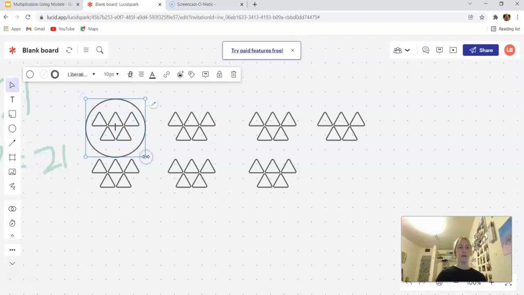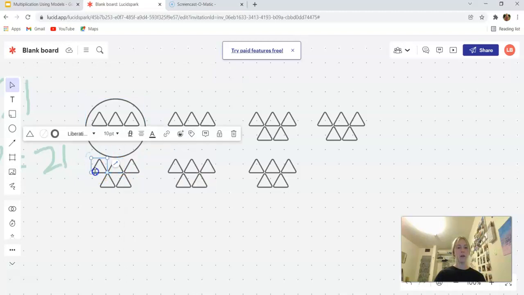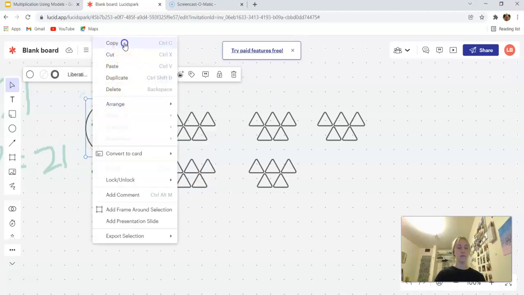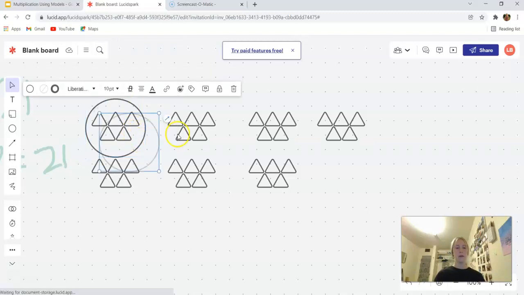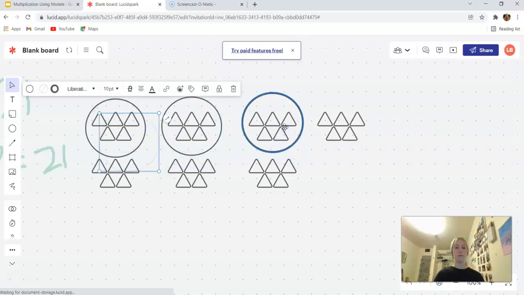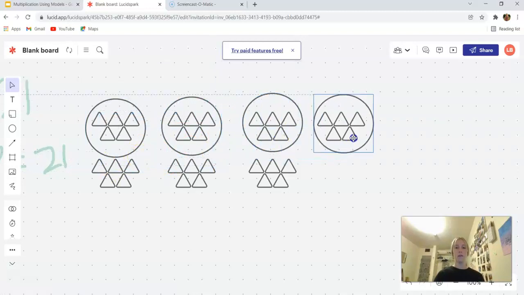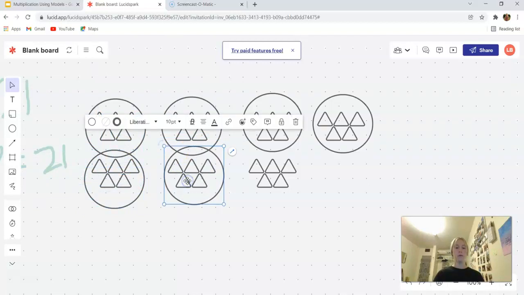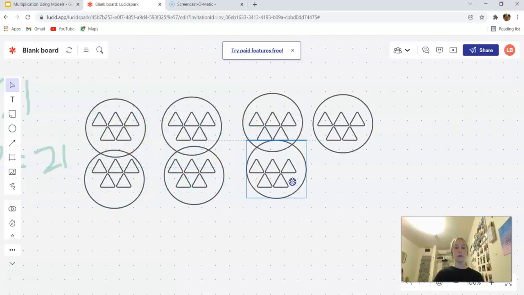So here is one group, and here's another group, here's another group, here's another group down here, one group there, and one more group here.